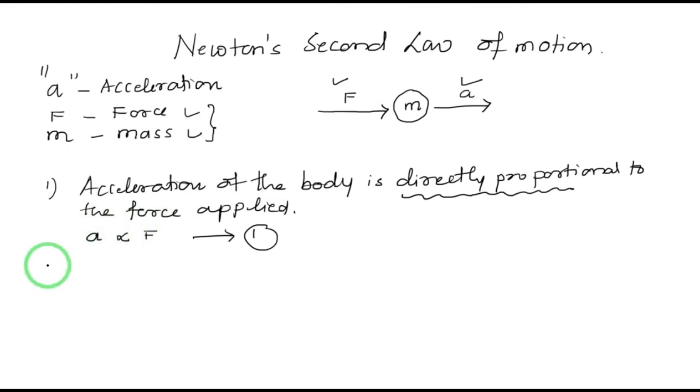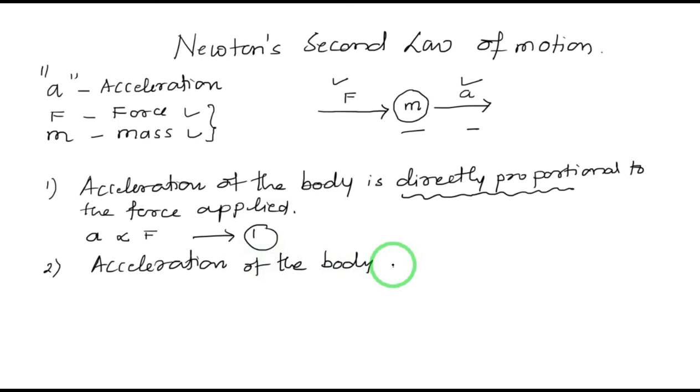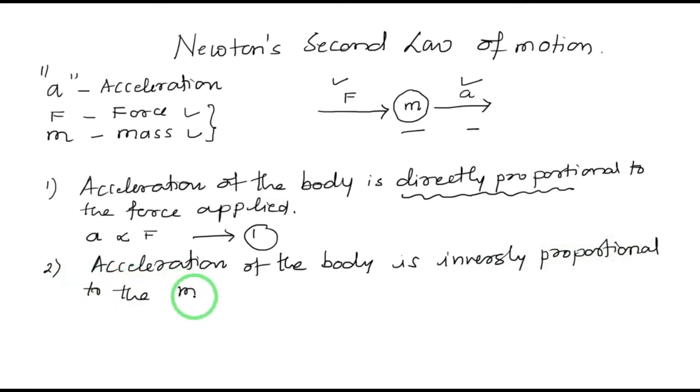Right? Point number 2 is about the relationship between mass and acceleration. So what does it say? That acceleration of the body is inversely proportional to the mass of the body. So how will you write this? And what does it mean? Inversely proportional. As the mass increases, acceleration will come down.